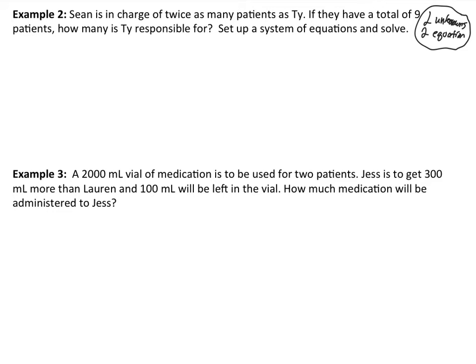So Sean is in charge of twice as many patients as Ty. If they have a total of 9 patients, how many is Ty responsible for? You might be able to do this without any sort of algebra, and that is great. But let's practice this, setting up our unknowns, writing two equations, and solving a system of linear equations. So first of all, what are the two things that we don't know in this example?